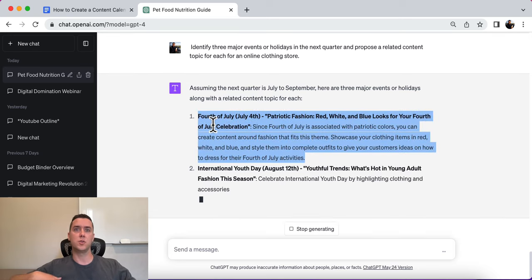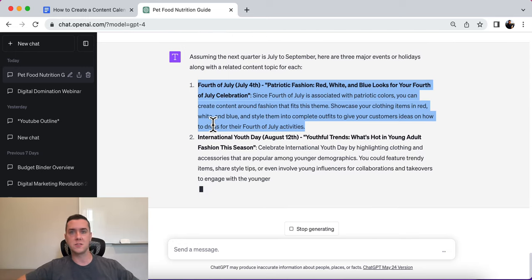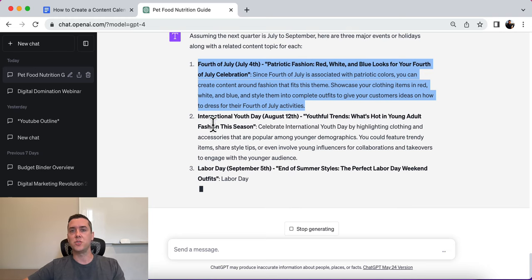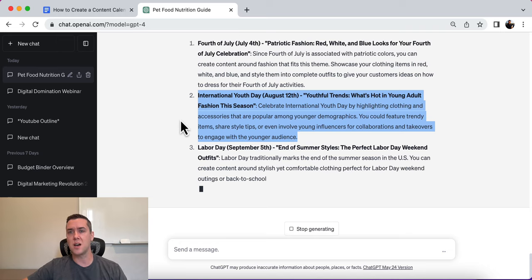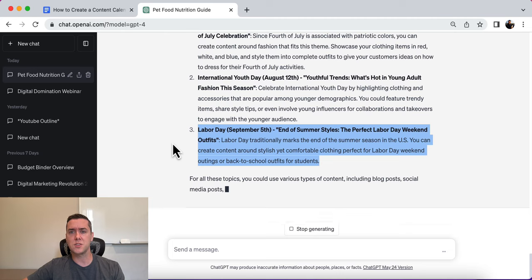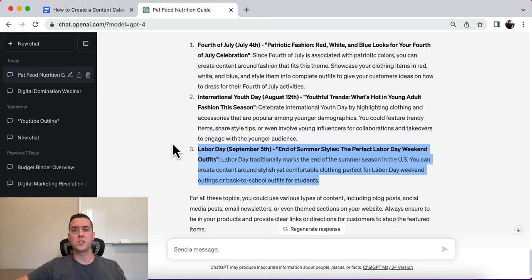Now, this can be used on your social media pages, your email list, your YouTube channel, your Instagram, anything, you can use this to promote. All right, International Youth Day: youthful trends, what's hot in young adult fashion. And Labor Day: end of summer sales, the perfect Labor Day weekend outfit. All right, so you get the hint.